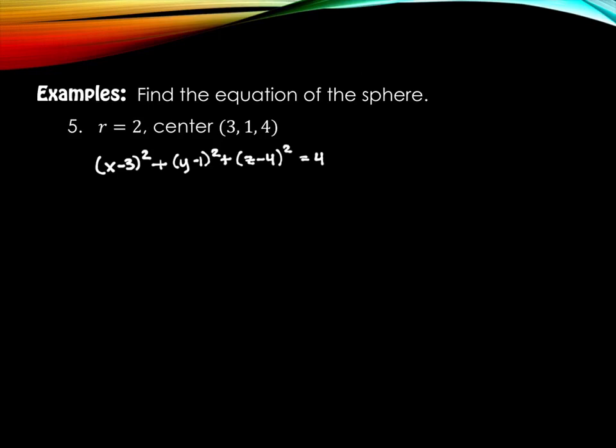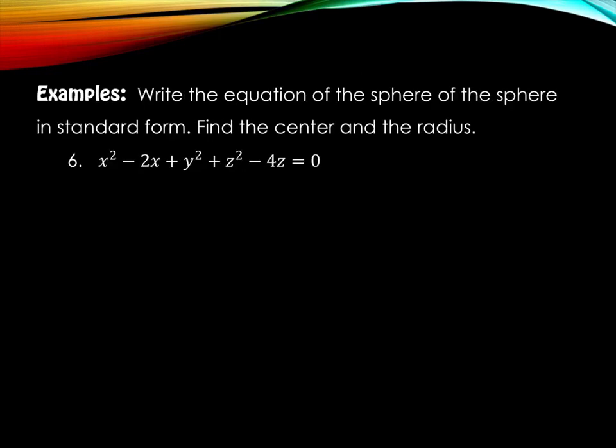Okay, ready for 7, 6 rather. I don't know why I said 3, 6. Okay, so now we're going to actually take something that's given to us in this sort of ugly form, and we're going to turn it into a sphere form. And I purposely left off part of the directions that told you what to do because I think you should know what to do without them being told. What do you need to do here?